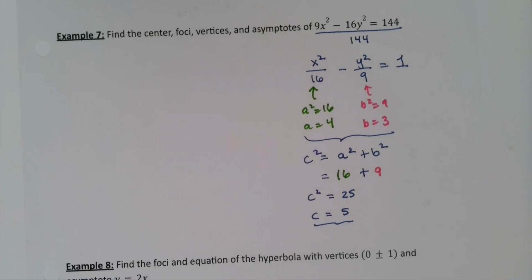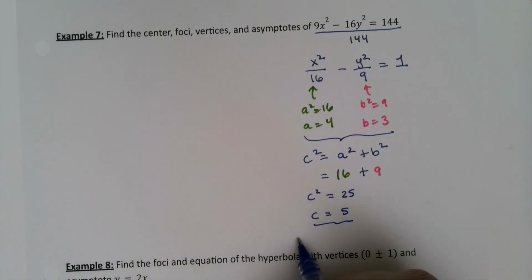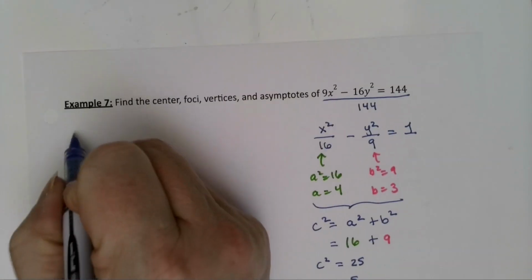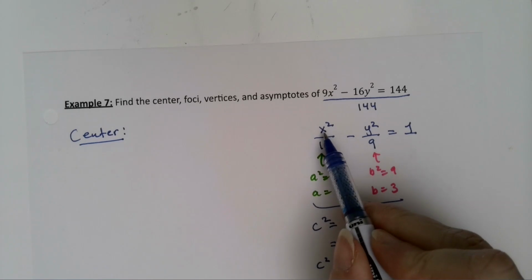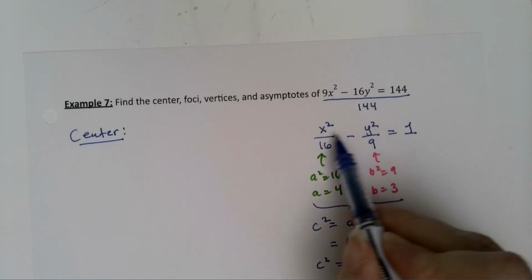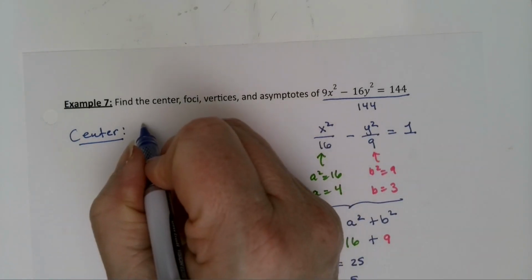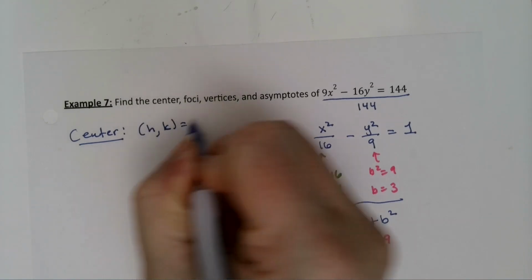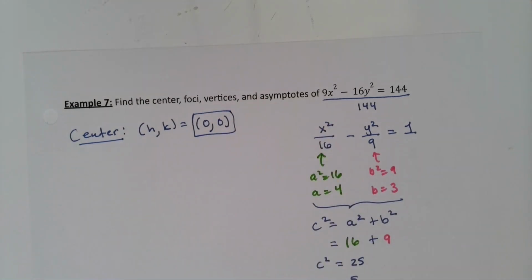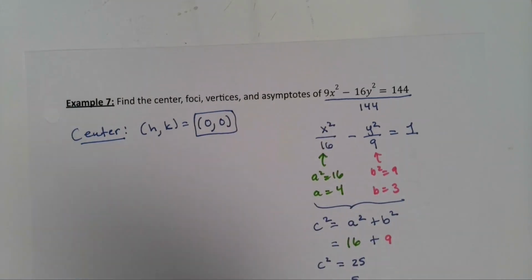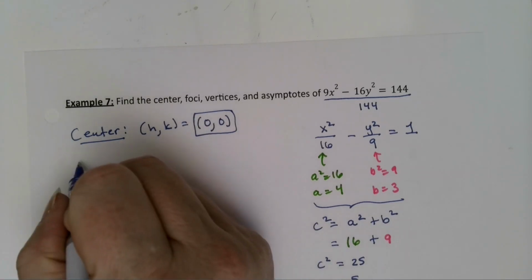All right, the only other piece that we need is the center. So, and it asked us for it, so I'm just going to write it over here. Now, if you look here, there's no H and no K added onto these. That means that our center, which is HK, is 0, 0. There's the center.